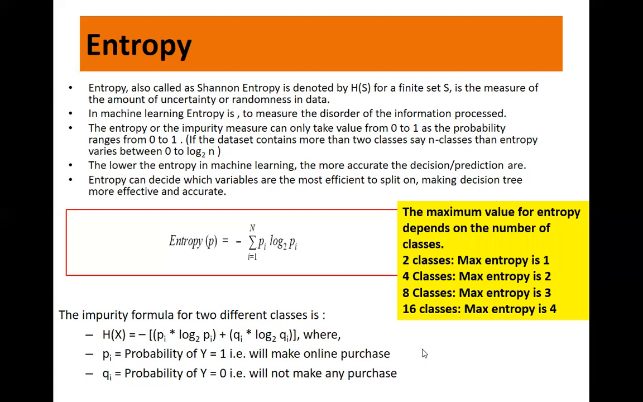Now, the maximum value of entropy depends on the number of classes. In case of binary classification, if you have two classes, then maximum entropy is 1. If you have four different class labels, then the maximum entropy is 2. For 8 different classes, entropy is 3. And for 16 different classes, maximum entropy can be 4. Fine. Is this clear? The maximum entropy depends on the number of classes.